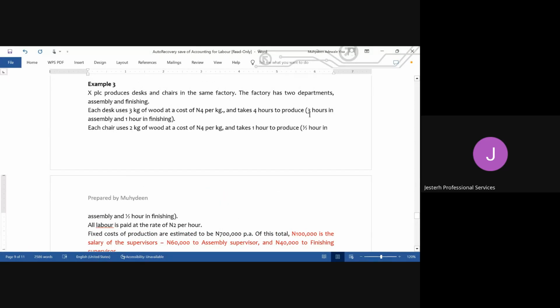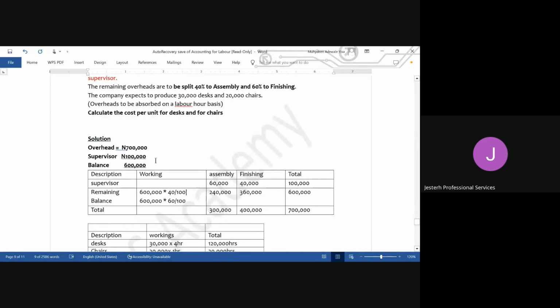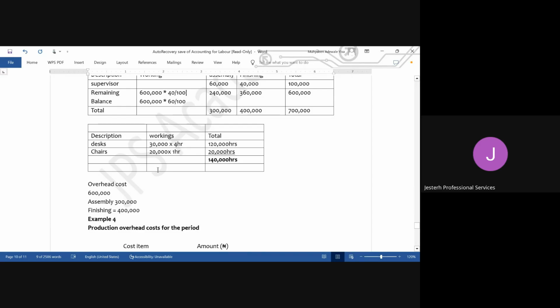This one says for assembly it is going to take us 3 hours, while for finishing it will take us 1 hour. Now this is where we have another work to do, because this one is not direct based on what we first did earlier. So we'll come here. Assembly, 3 hours. Then let me put for decks. I want to believe that we are on the same page. Finishing, 1 hour. Now this is how we are going to split the hour.